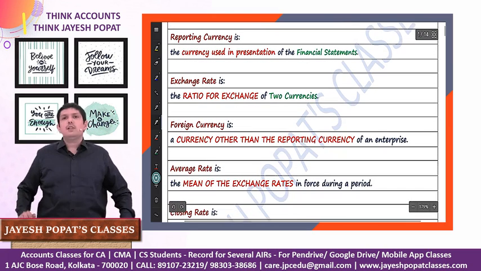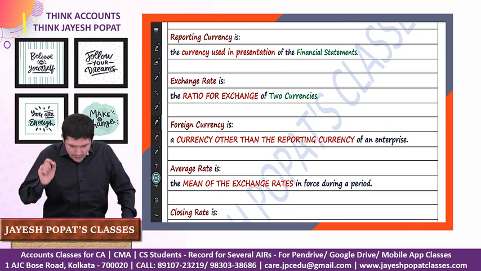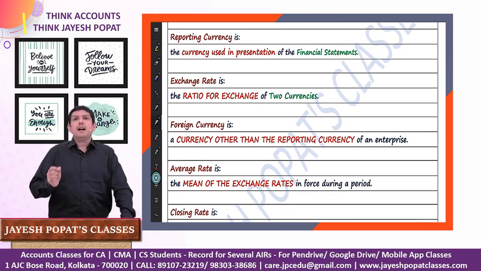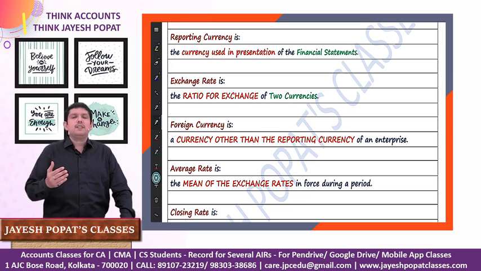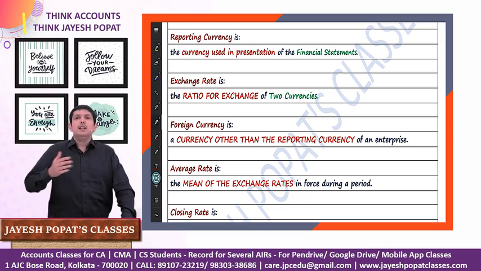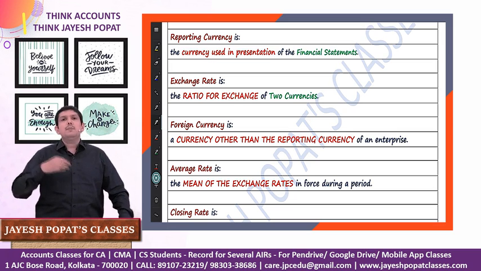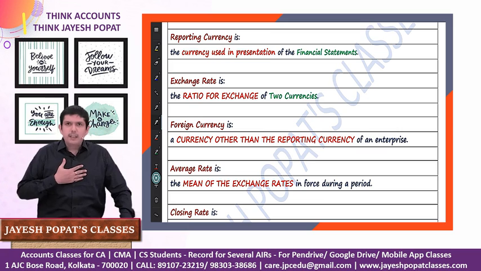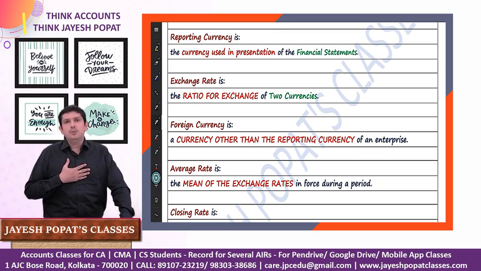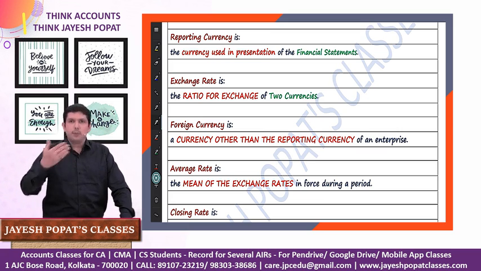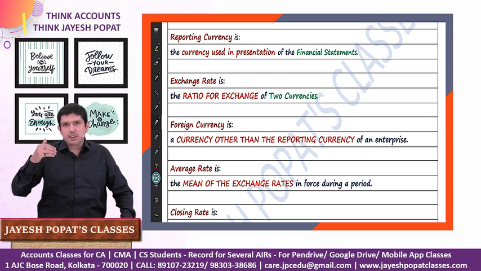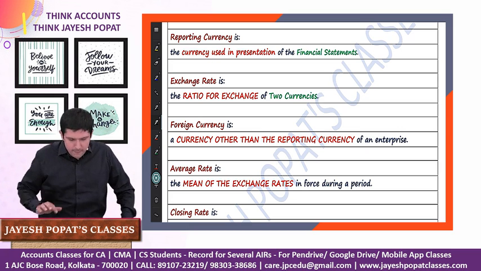First, let us understand what is reporting currency. Reporting currency is the currency in which we make our financial statement, right? The currency in which an enterprise prepares and presents its financial statement is its reporting currency. So if my enterprise is making its financial statement in Indian rupee, the rupee is the reporting currency. If my enterprise is making its financial statement in US dollars, then US dollars is the reporting currency.